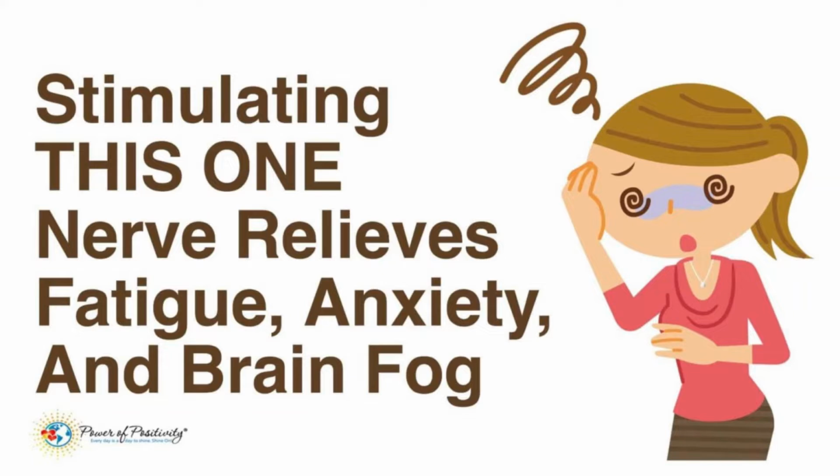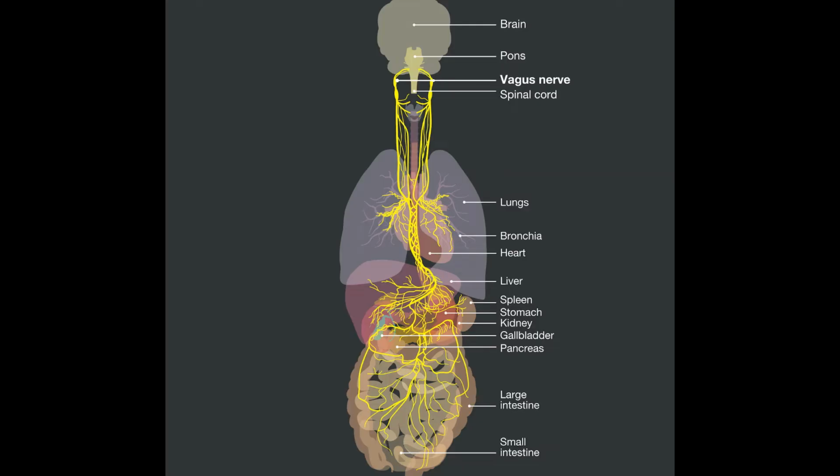Vagus nerve communication between the gut and the brain involves neurotransmitters such as acetylcholine and GABA amino acid. These neurotransmitters lower heart rate, blood pressure, and other functions related to the parasympathetic division of the ANS.